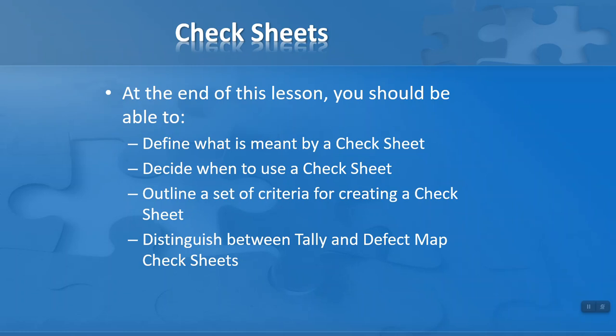Now, our objectives for this lesson are as follows. At the end of this lesson, you should be able to, first of all, define what is meant by a check sheet, then decide when we should use a check sheet, also outline a set of criteria for creating a check sheet, and finally, distinguish between the two types, tally and defect map check sheets.